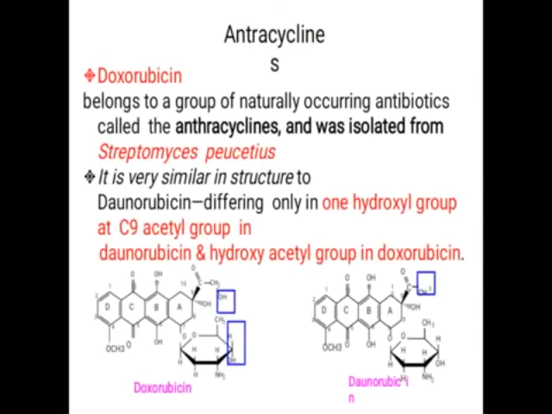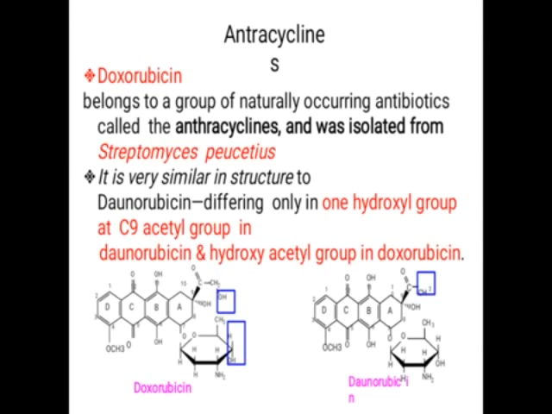Now we will move to the first one, that is the anthracycline: doxorubicin and daunorubicin. These are the two examples of these anthracyclines. The doxorubicin and the daunorubicin are a group of naturally occurring antibiotics called anthracyclines. Okay, and they are isolated from Streptomyces peucetius. Doxorubicin is very similar in structure to daunorubicin. So if you go through the structures of daunorubicin and doxorubicin, they are very similar.